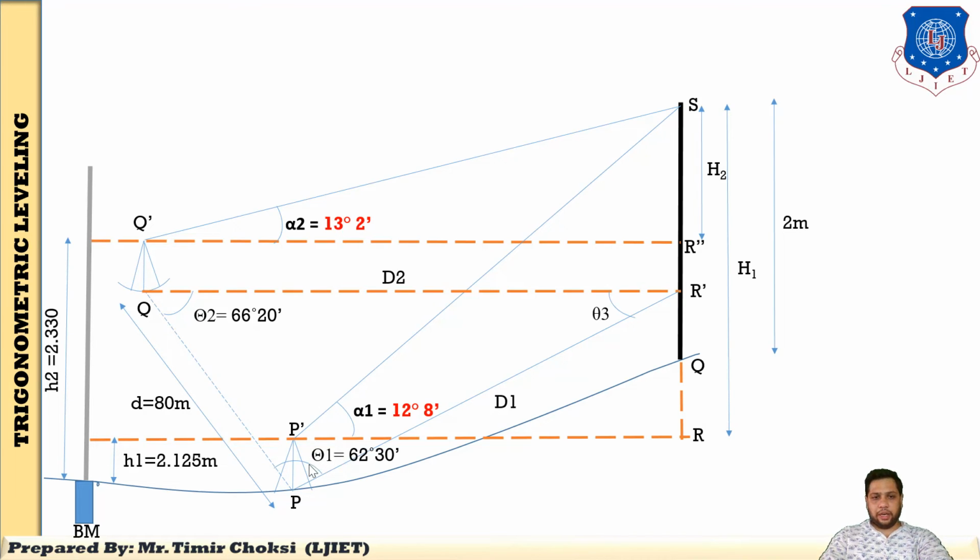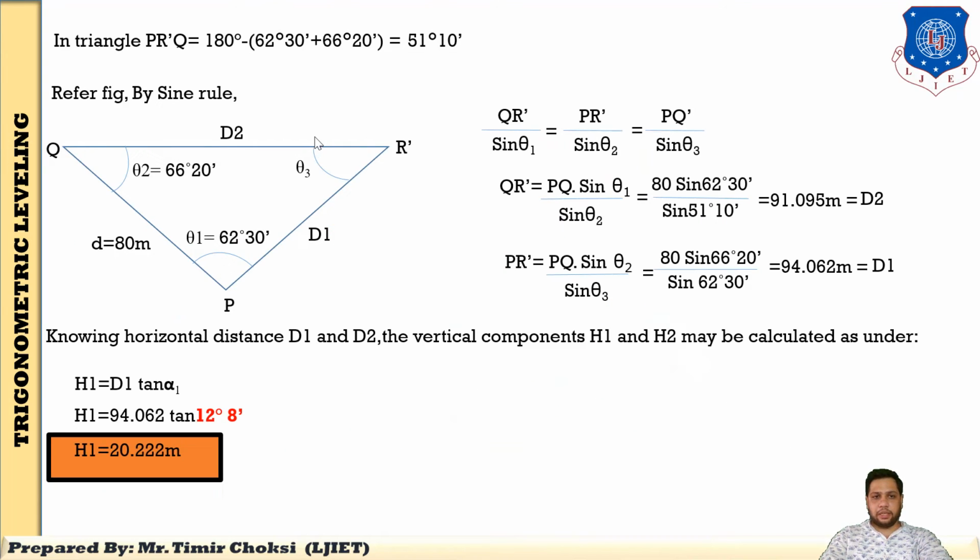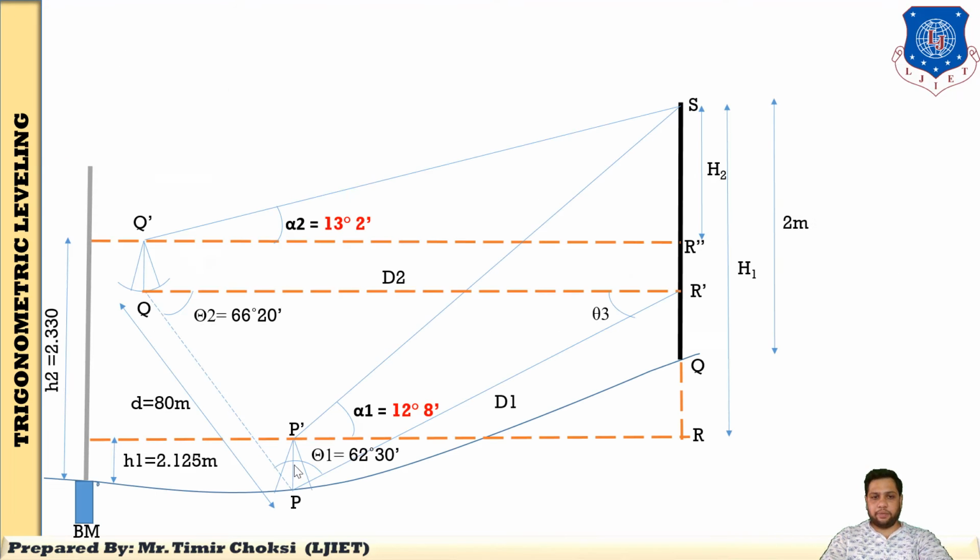Now you know that you have considered the triangle P, Q and R dash, similar to what I explained in the derivation. So P, Q and R dash. You know that theta 1 is given, theta 2 is given, capital D1 and D2 will be found, and small d is given as 80 meter, because the distance between P and Q is 80 meter.